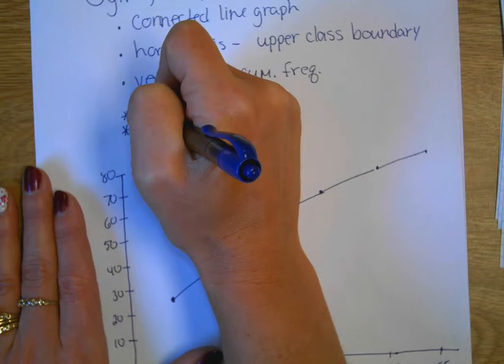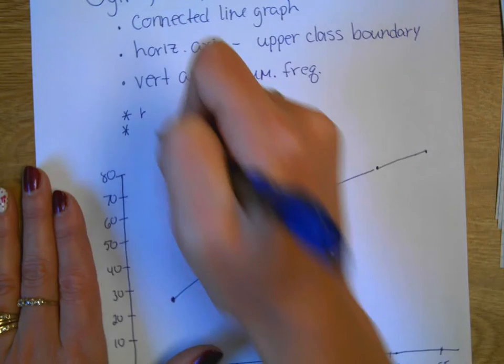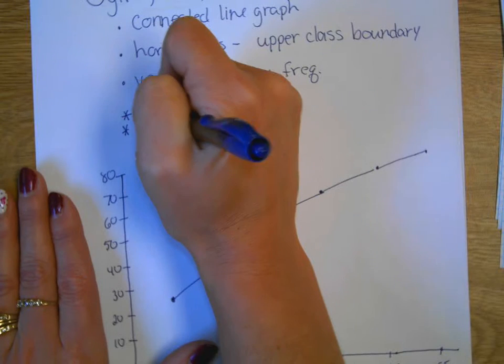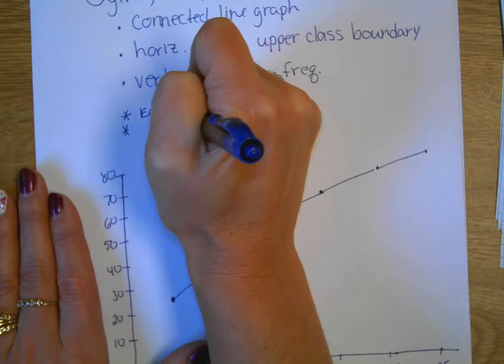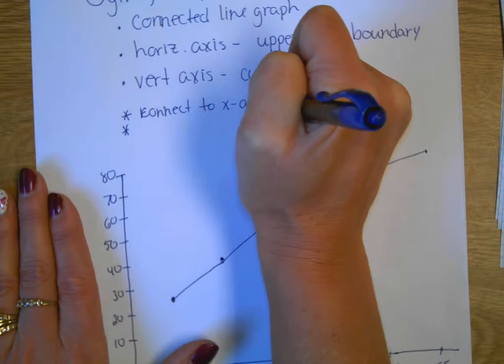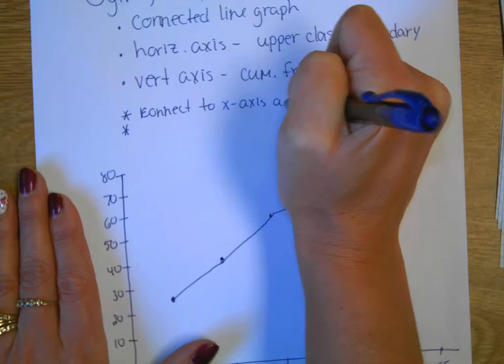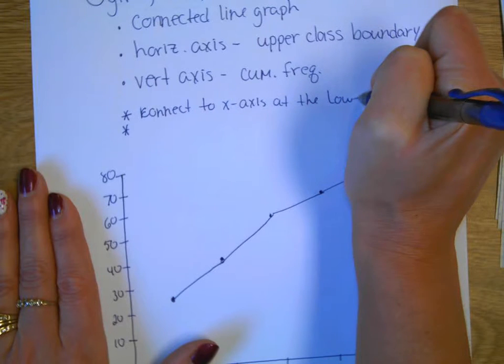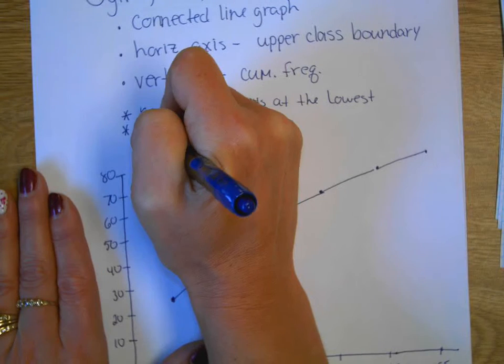We're going to back up. No, we're going to connect. How do I want to say that? How do you want to say that? Connect to the x-axis at the lowest class boundary.